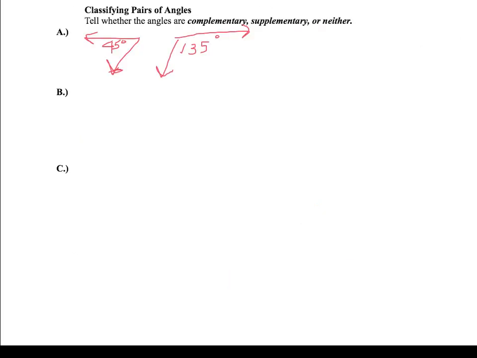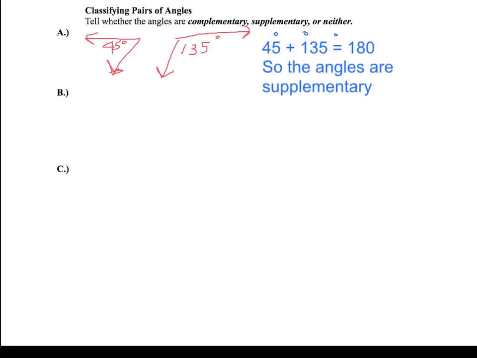In this next part, we're going to be classifying pairs of angles. You need to tell whether the angles are complementary, supplementary, or neither. So what I would like you to do now is to copy down these two angles. One angle is 45 degrees and the other one is 135 degrees. So looking at our two angles, the sum of the two is equal to 180. So therefore the angles are supplementary. Please fill that in your note sheet now.